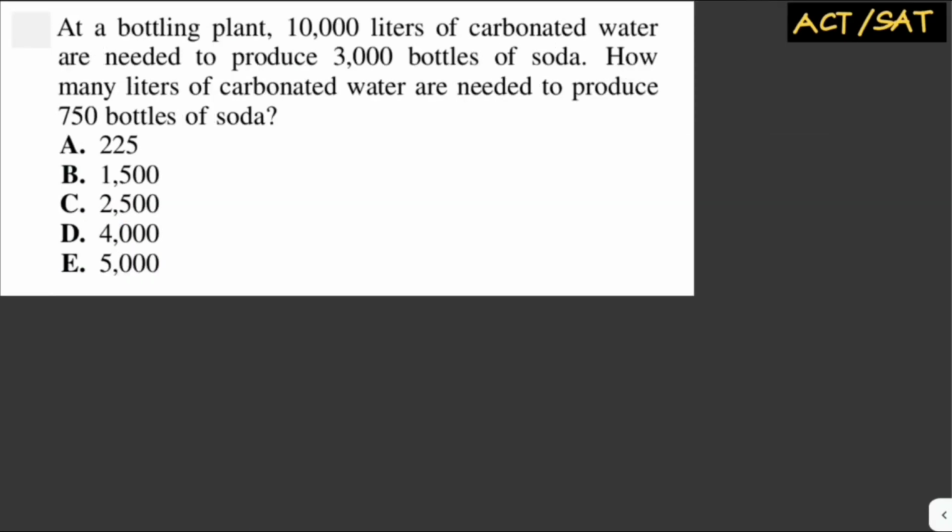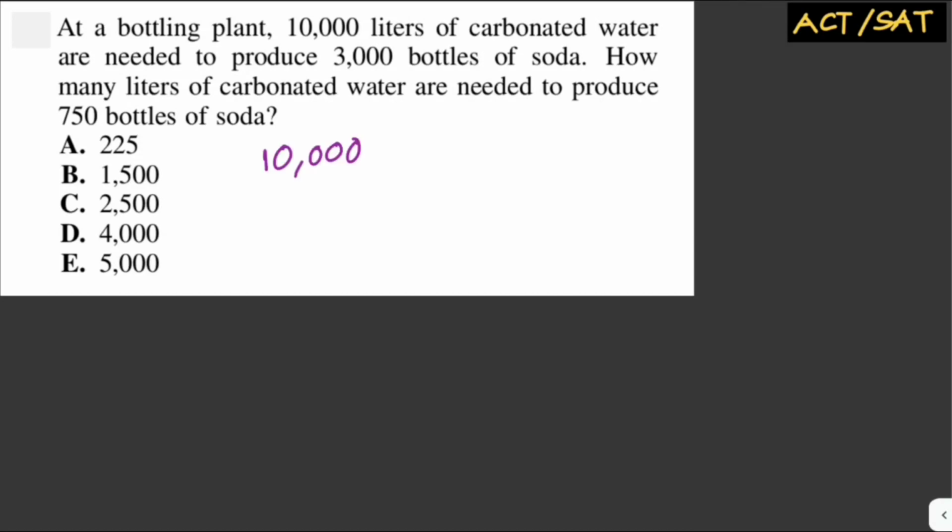At a bottling plant, 10,000 liters of carbonated water are needed to produce 3,000 bottles of soda. How many liters of carbonated water are needed to produce 750 bottles of soda? Now, to solve for the number of liters of carbonated water needed to produce 750 bottles of soda, we just have to set up a proportion with ratios of liters of carbonated water to bottles of soda.